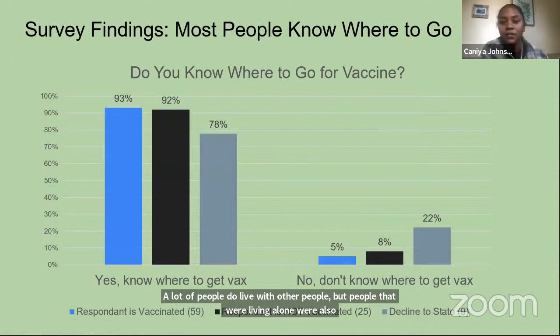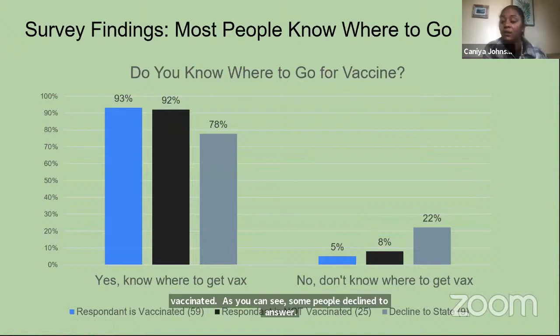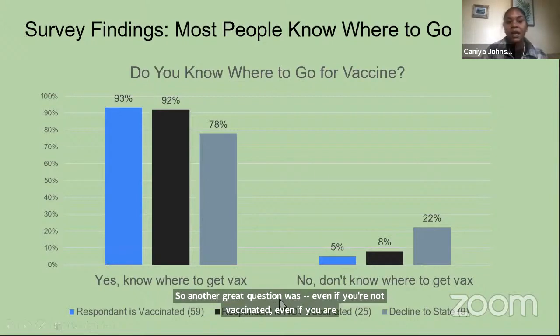And so another great question was, even if you're not vaccinated, even if you are vaccinated, do you know where to go to get vaccinated? And so as you can see, most of everybody knew where to go to get vaccinated. It was really high, 92, 93%. It was about a 5% rate of people not knowing where to get vaccinated.